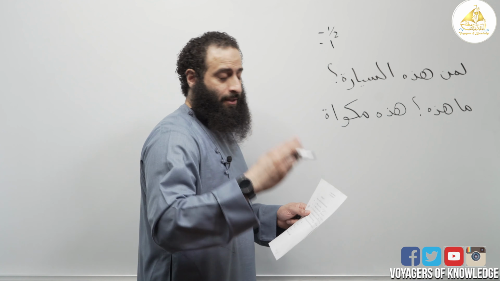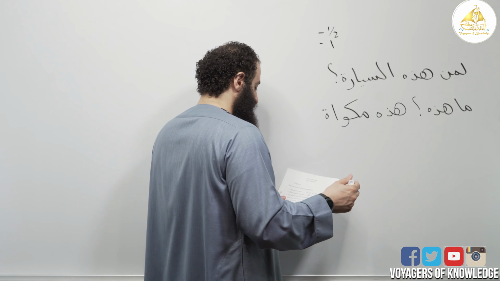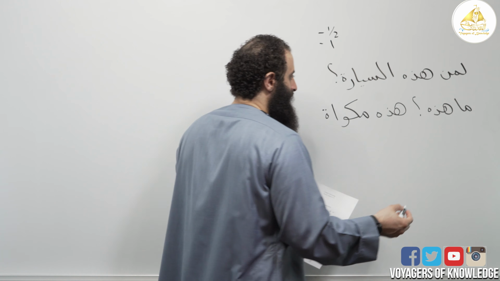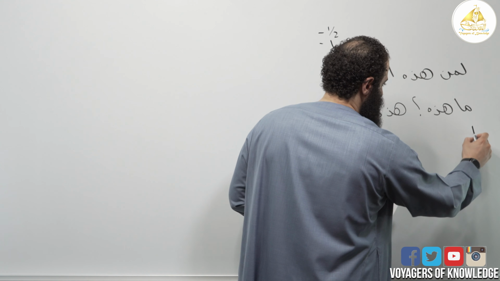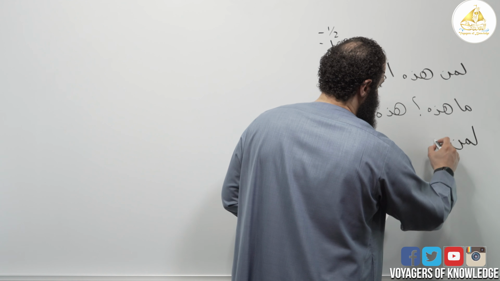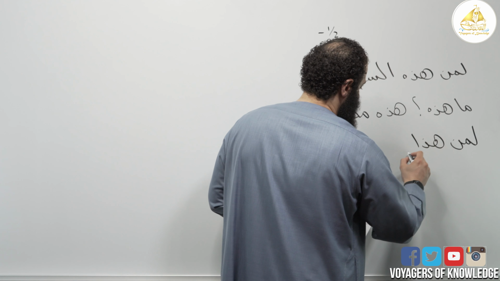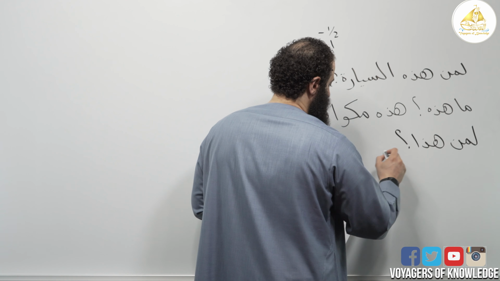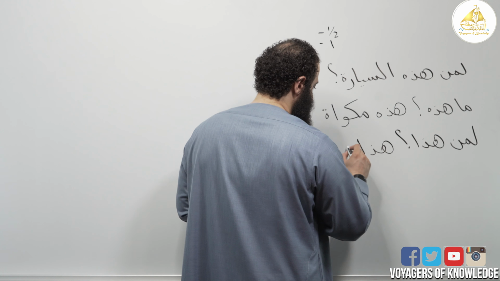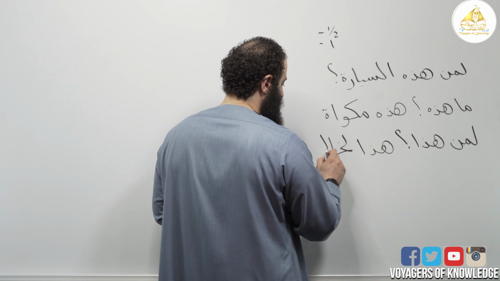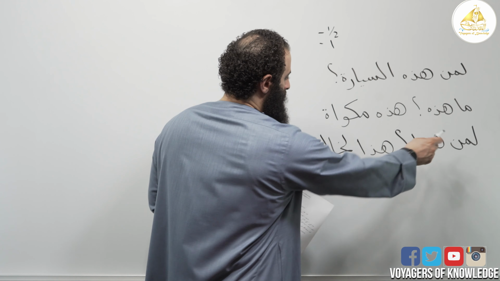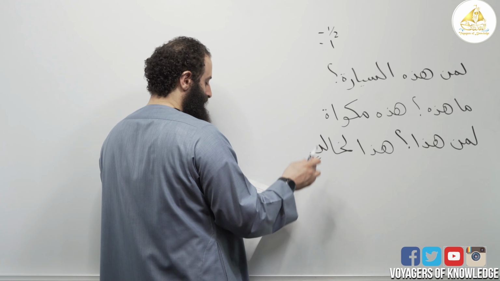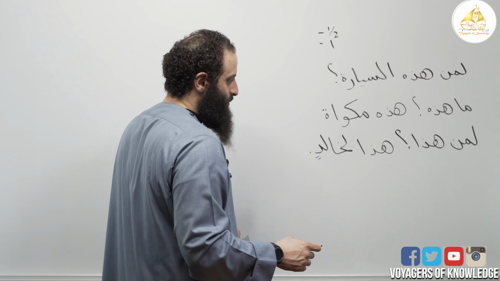السؤال الثالث. For whom is this? This is for Khalid. Now here is a little bit of flexibility. It says لمن هذا، هذا لخالد. 1, 2, 3, 4. This too is also worth 4 points.